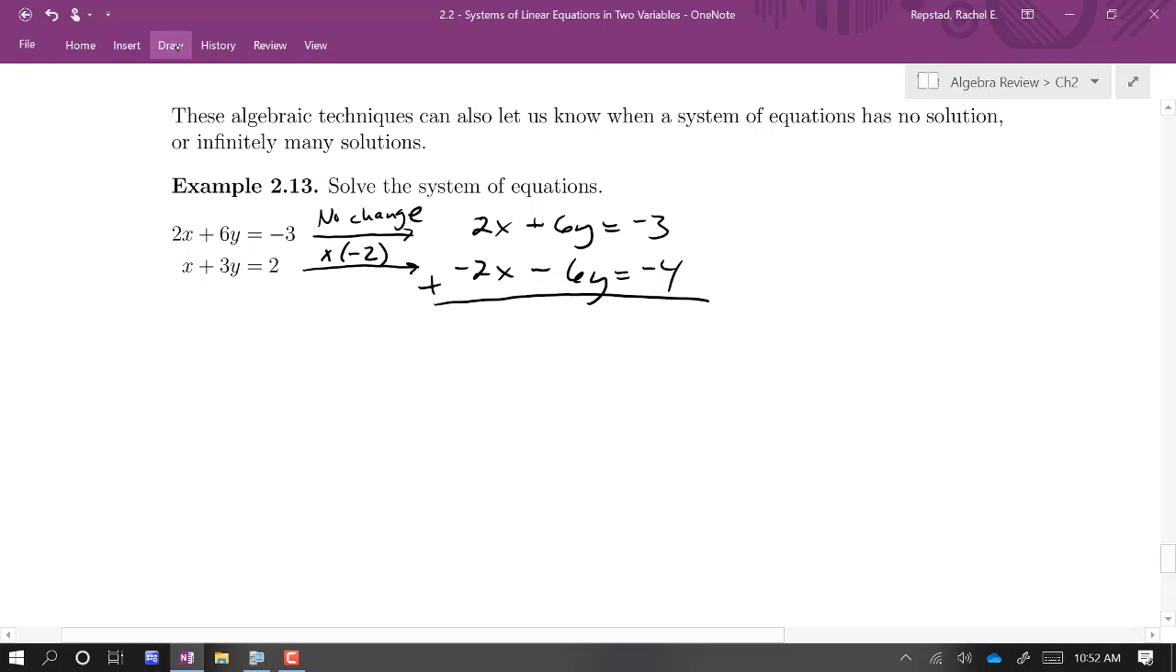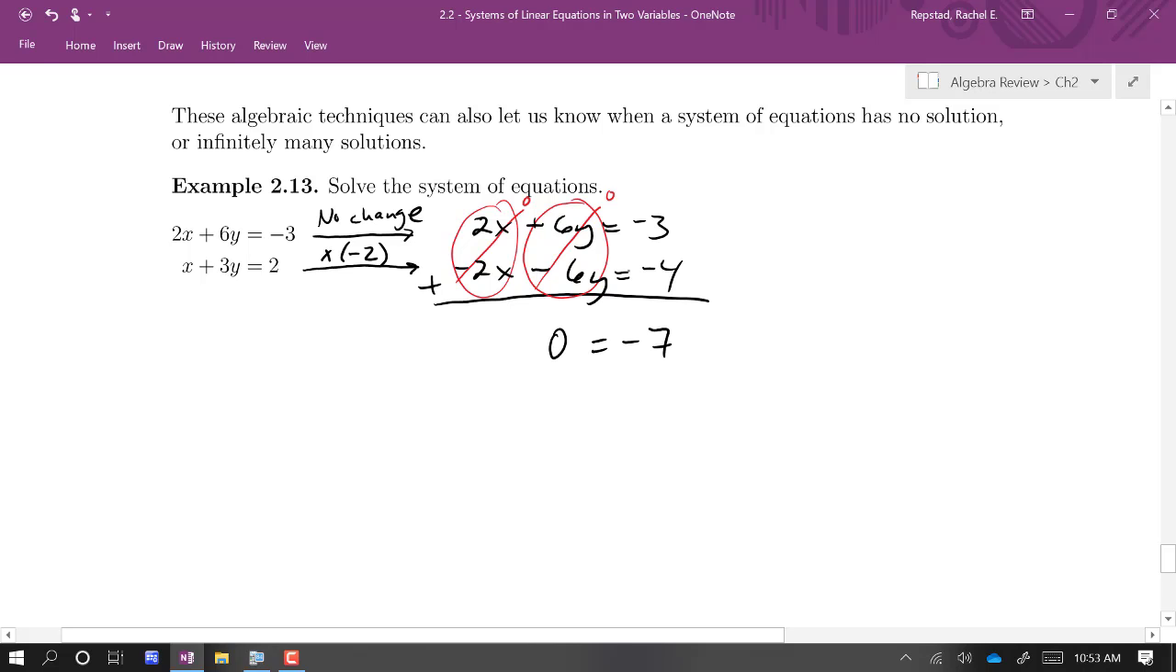Now look what happens when we add these together. The 2x's, as planned, go to 0, but look, the same thing happens to the y's. So I've lost all of my variables. Something weird is happening. On the left side, I just have 0. On the right side, I have -7. So when you lose all of your variables, when you're solving using either elimination by addition or substitution, and you find that all of your variables disappear, you're in one of these scenarios where there's either no solution or infinitely many.